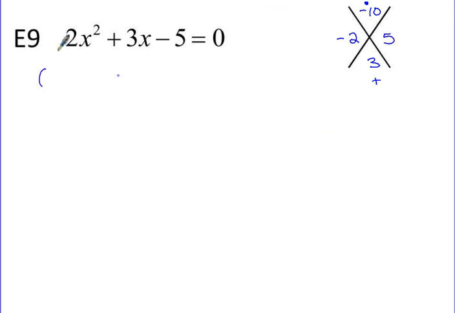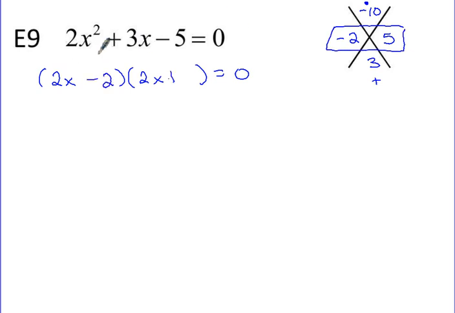You're going to set up your 2 sets of parentheses. Remember that when you have a leading coefficient, you're going to repeat that, but without the square. Then you're going to put these numbers at the back, so it's going to be minus 2 and plus 5. If you have any common factors for each individual term, then you're going to go ahead and cancel those out. That's going to leave you x minus 1 and 2x plus 5 equals 0.